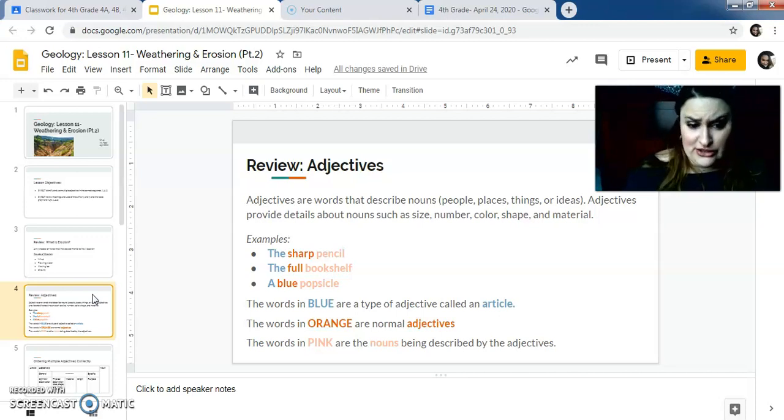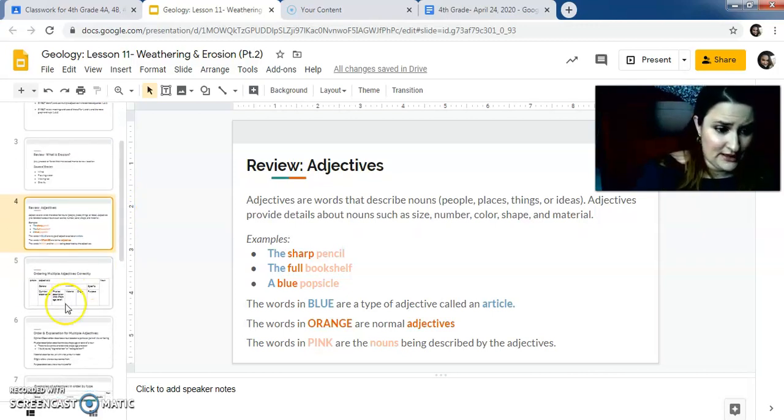The words in orange, so sharp, full, and blue, those are adjectives. They're describing either size, number, color, shape, or material of the noun, which is in pink. So the nouns are pencil, bookshelf, popsicle. In each case, those are all things. So the orange is describing the pink word, which is the noun. Remember, we're focusing today on the orange words, the adjectives.